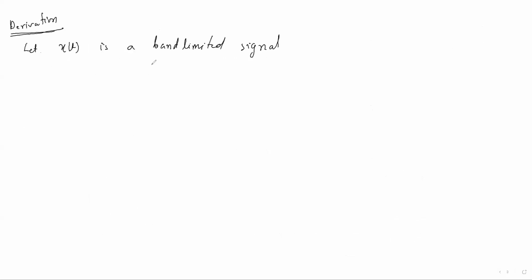So let x of t be a band limited signal and delta Ts of t be an impulse train signal, okay.